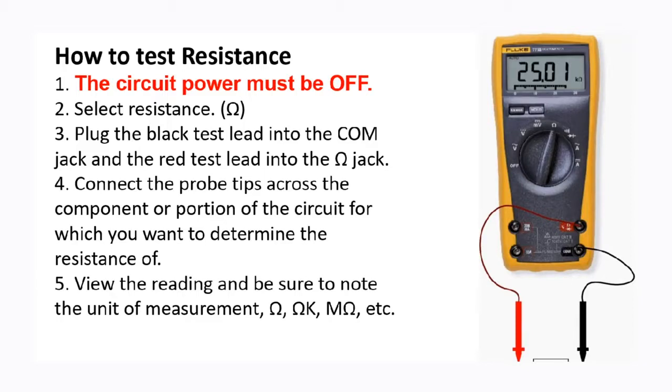When you are taking your readings, make sure you note the unit of measure. If you took this reading and if you told me this reading was 25 ohms, 25,01 ohms, then you would have taken an inaccurate reading because the unit here says kilo ohms. The correct reading should have read 25,01 kilo ohms. Make sure that you always look at the units for whatever you are measuring.